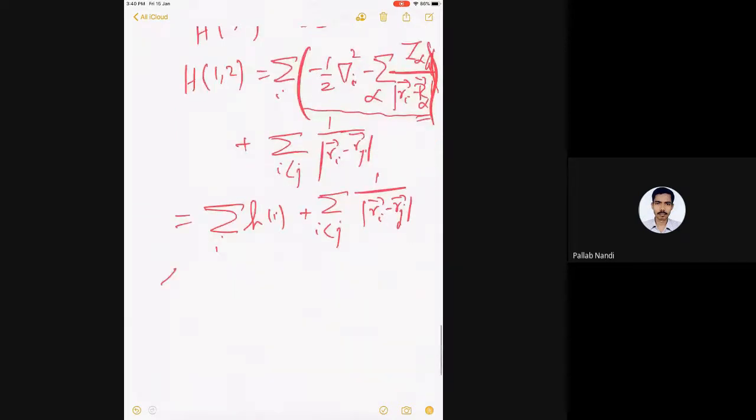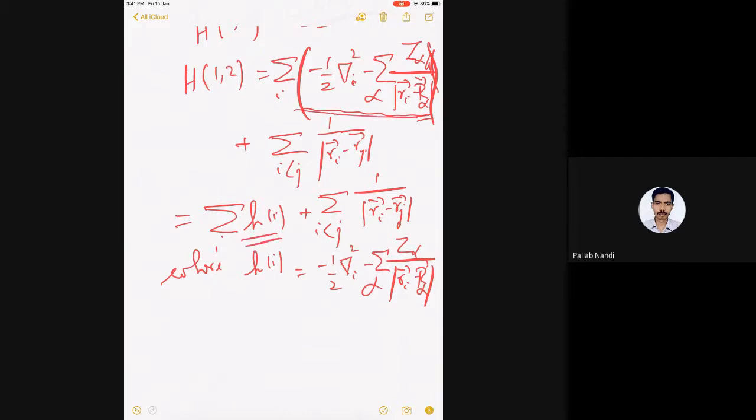where h of I is nothing but minus half Laplacian minus sum over alpha Z alpha by modulus R i minus R alpha. I hope it's clear. The sum over I I have taken out, so sum over I, h of I. So h of I is basically one in the bracket, and you can see it's a single particle Hamiltonian, just depending on the coordinate R i.